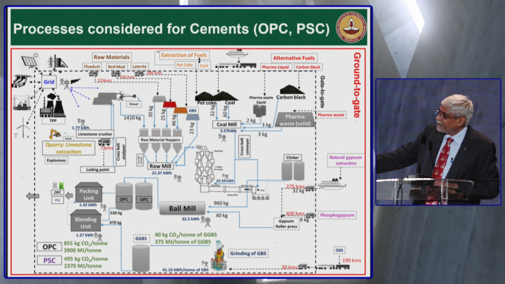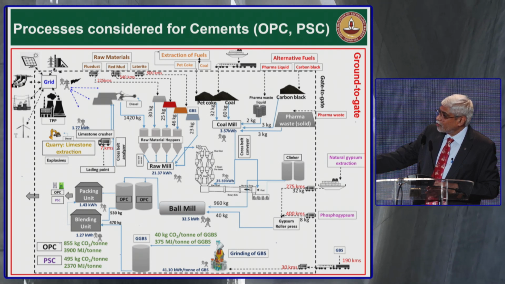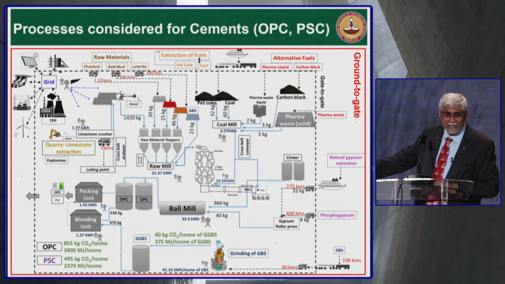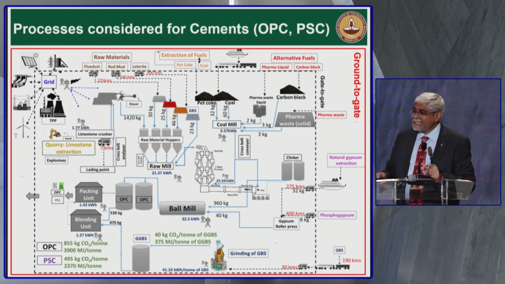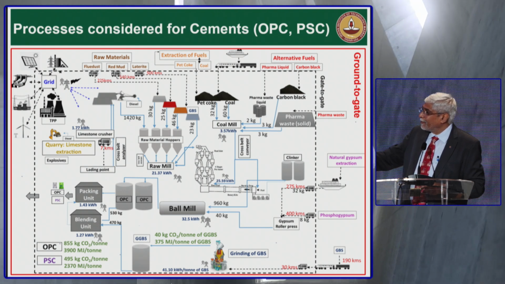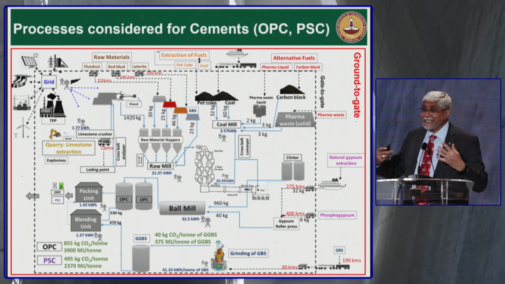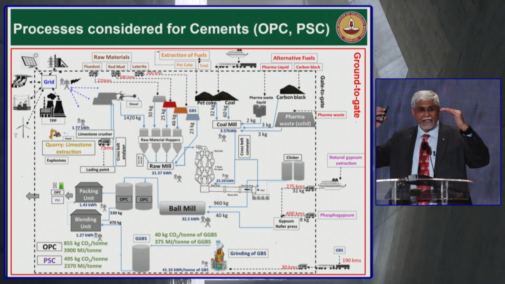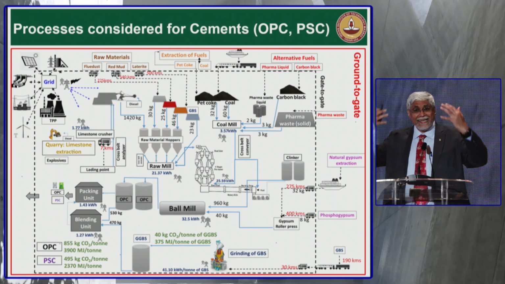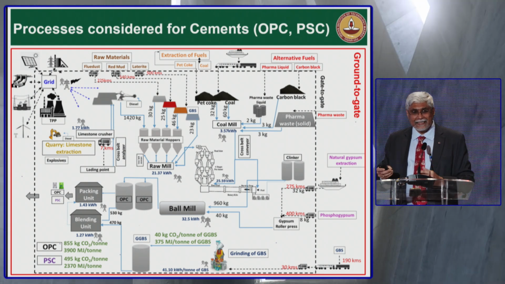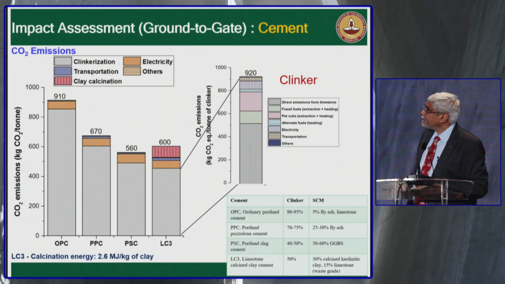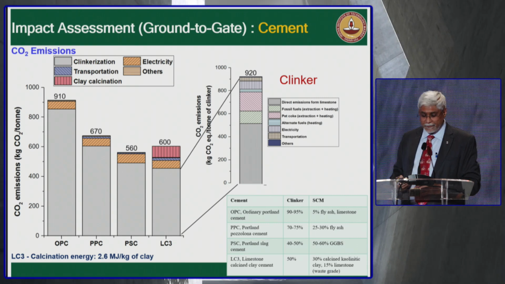Instead of 855 kg of CO2 per ton, you bring it down to 500. By reducing the clinker and adding slag, already we see a big benefit. So this gives us hope that by reducing the clinker, adding other materials, our cement is going to become less and less carbon intensive.